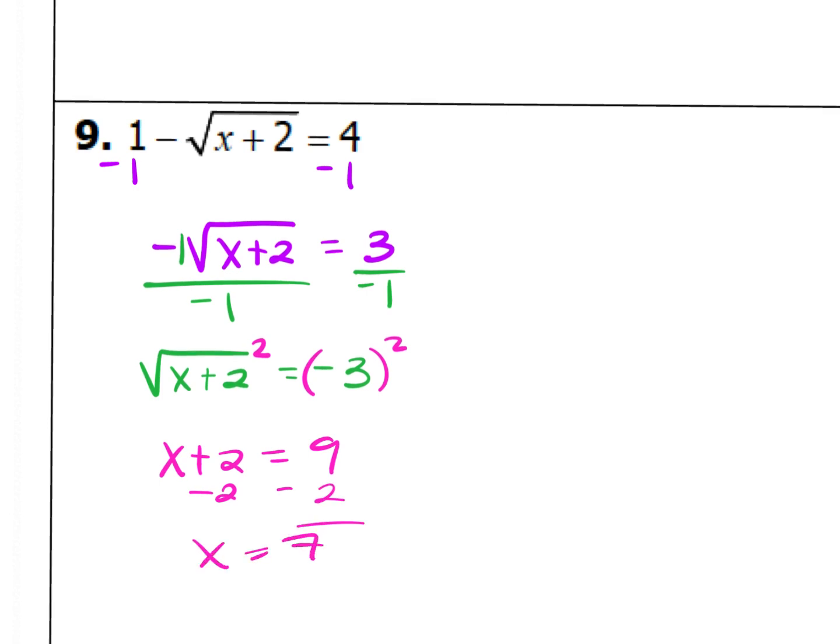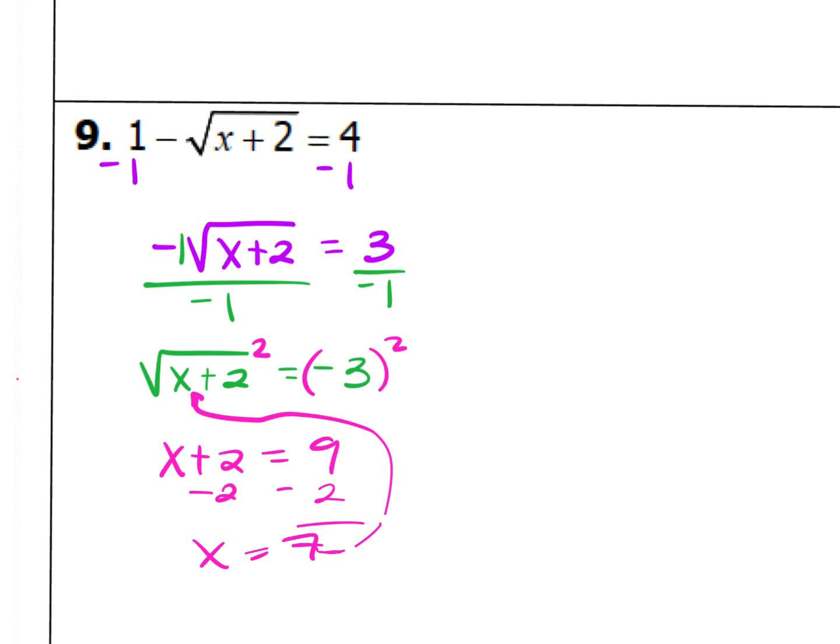Okay? Now plug this back in. 7 plus 2 is 9. The square root of 9 equals negative 3. That is a negative. That is not the principal root. And we are looking for the principal root on these.